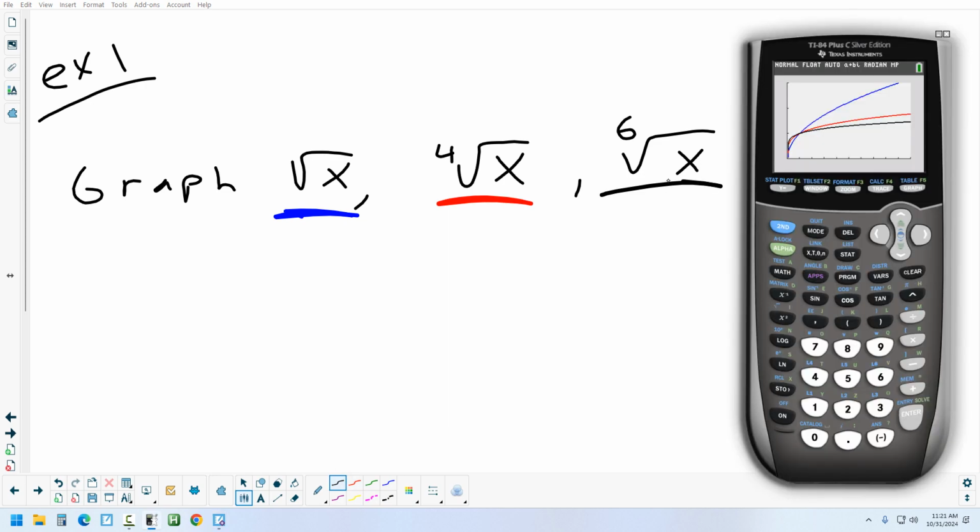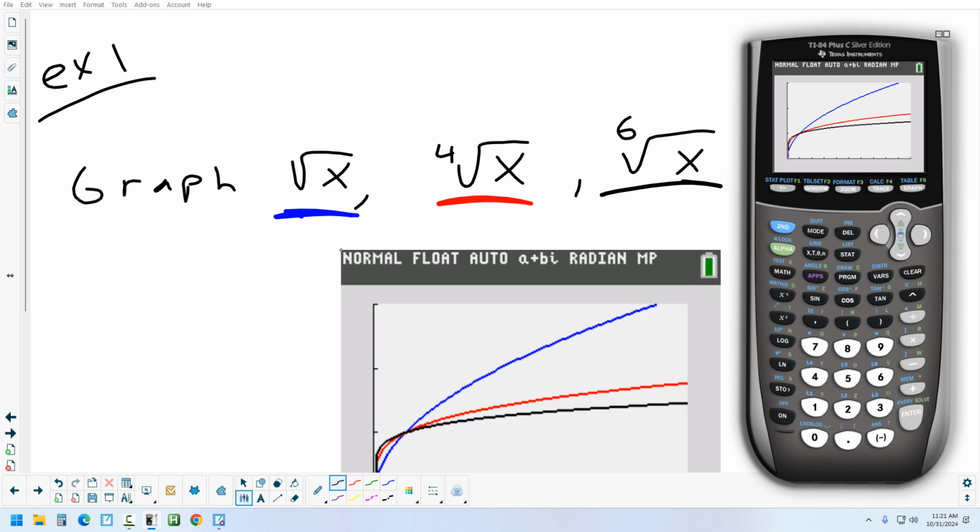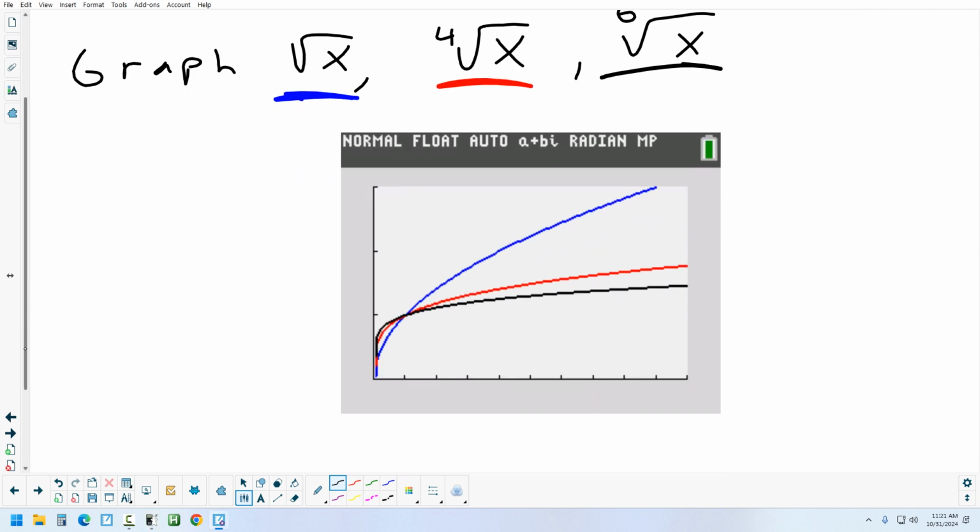Okay, so let's look at that. First, does anybody see a coordinate that is common to all those roots? Yep, the origin. That's because if you take the square root of 0, the 4th root of 0, or the 6th root of 0, the answer is 0 for all of them. Yep, 1, 1 is another point for the same reason. All of them go through the point 1, 1.